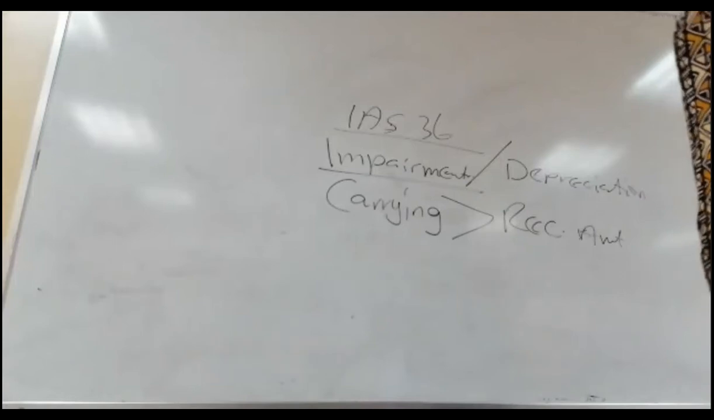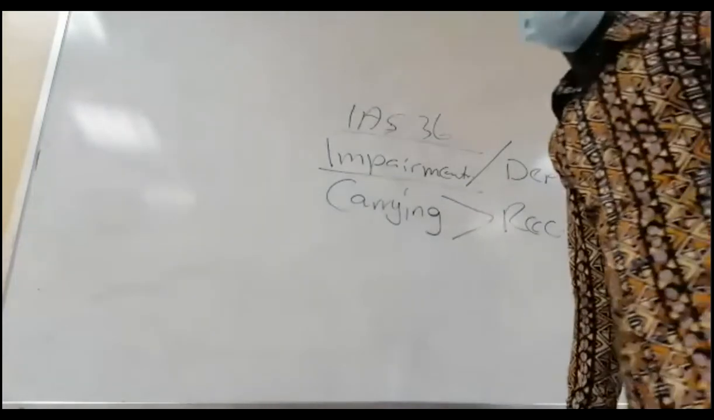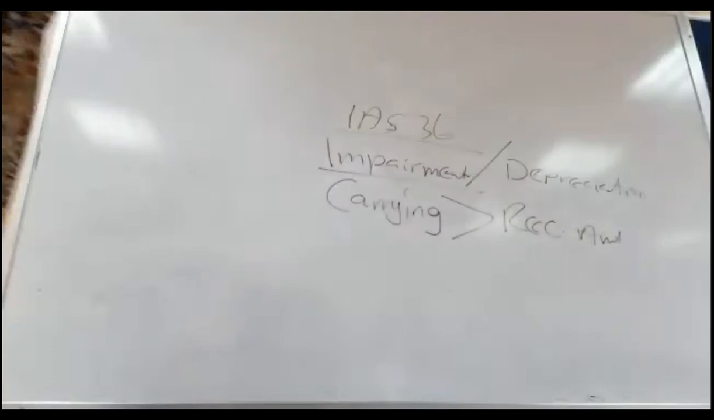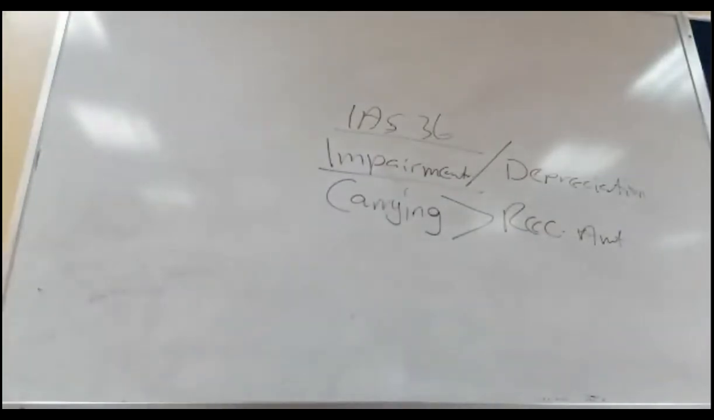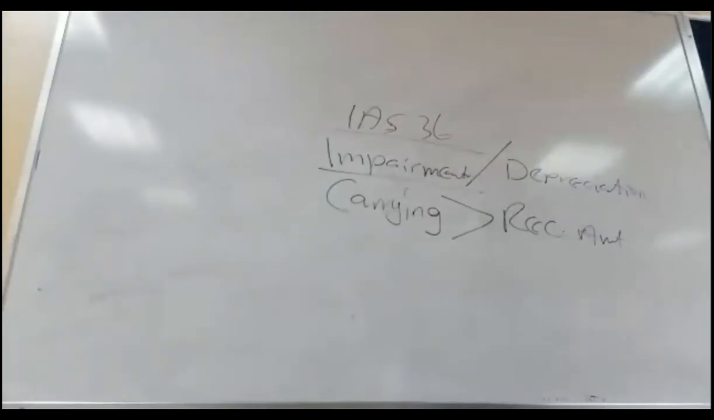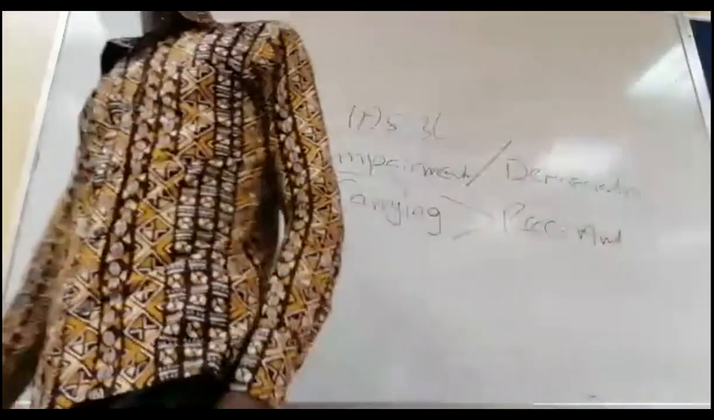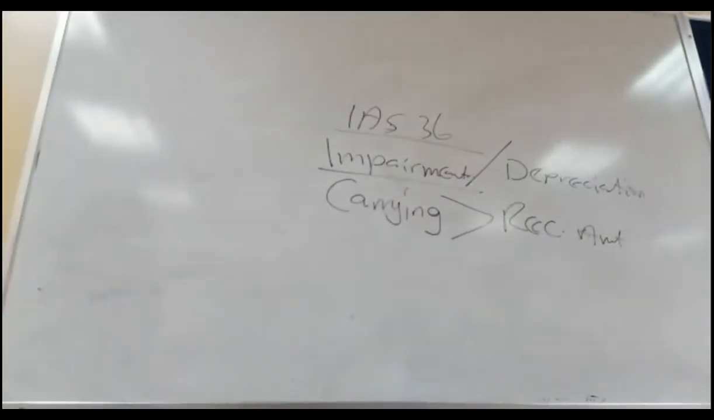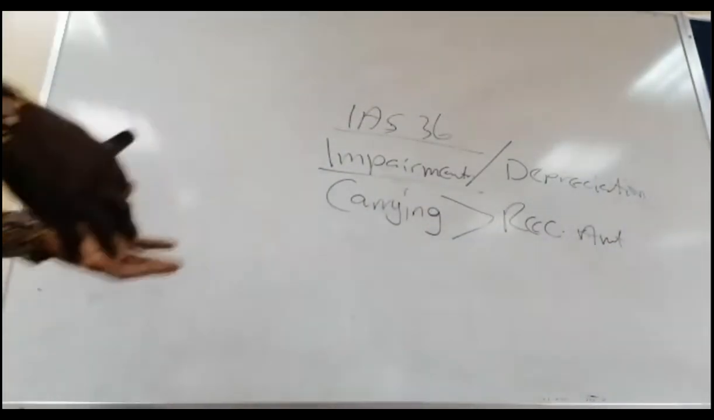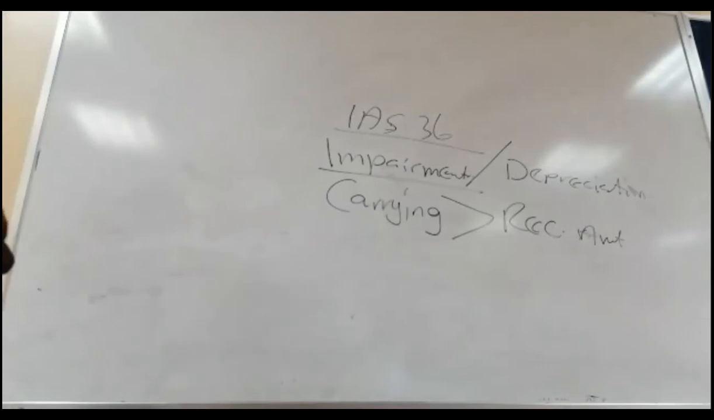Then the third one will be changes in the interest rate. Then the fourth one is the drop in the market value of the asset. If the market value or the fair value drops, there's an indication that you may not get the actual value of the asset. So that is it.